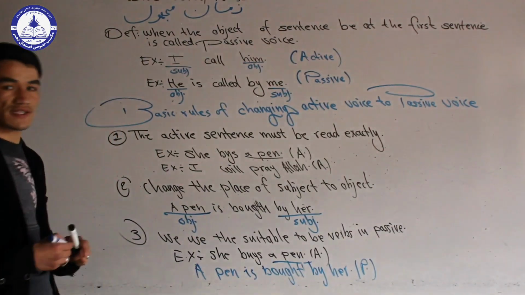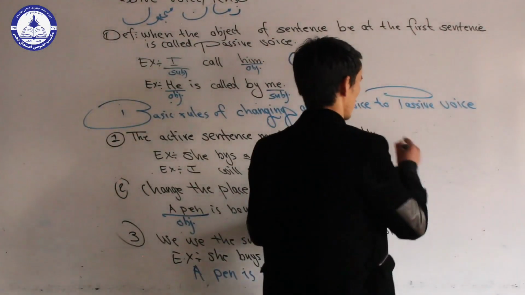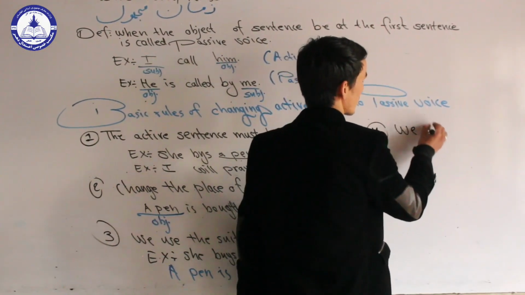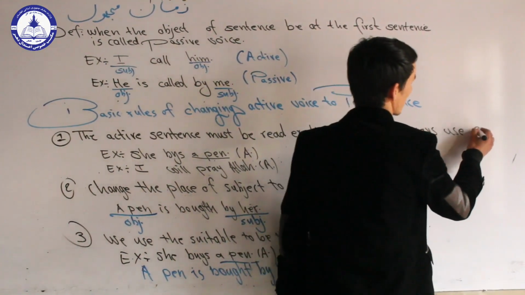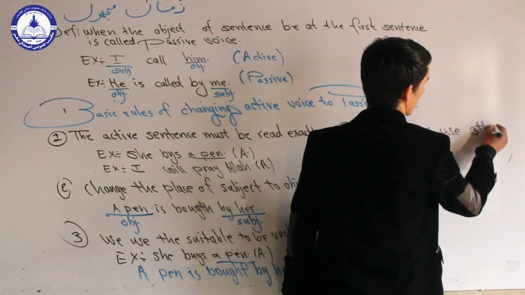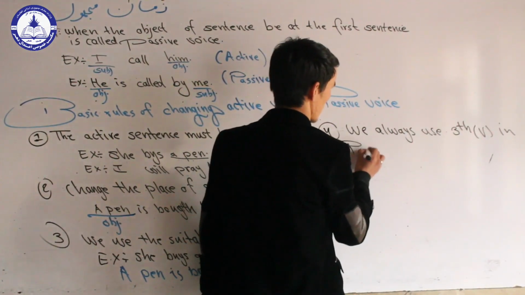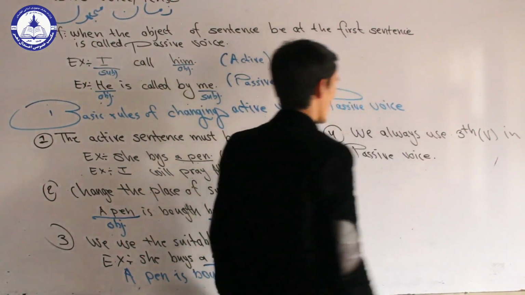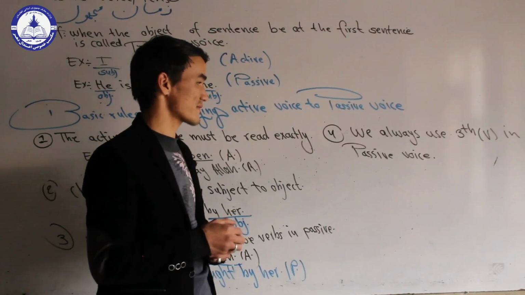The fourth step: we always use the third form of the verb in passive voice. We always use the third form of the verb in passive voice.